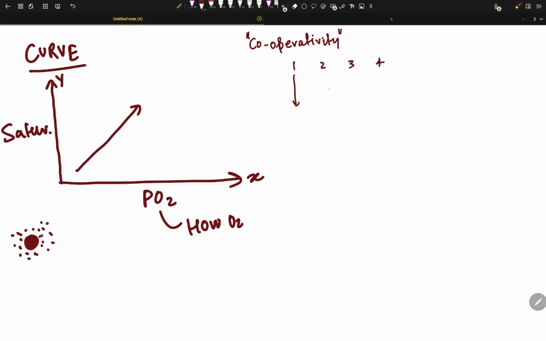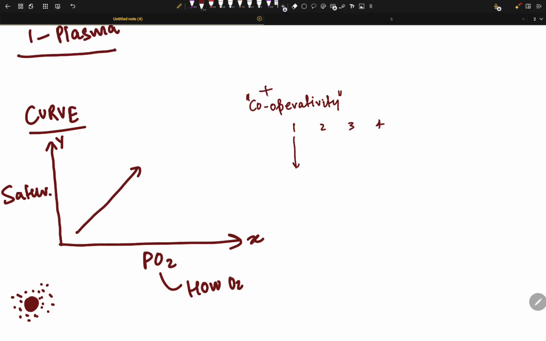Hemoglobin behaves similarly. When the first oxygen binds, the hemoglobin changes its shape, and the second oxygen is going to bind easily, and the third even more easily, and the fourth even more easily. That's what we call positive cooperativity. What is negative cooperativity? Just the vice versa of that.